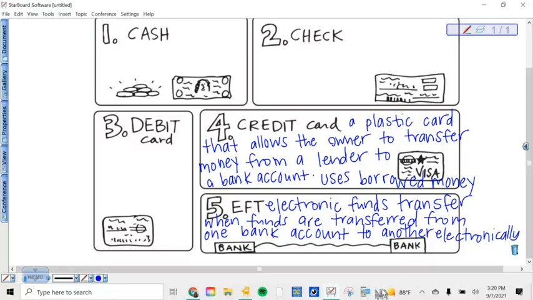And once we're finished copying that down, we're going to move on to the good and bad of each method of payment. So it should look like this on the outside, and then this on the inside is what we're going to get to next. So the pros and cons of each type of method of payment.